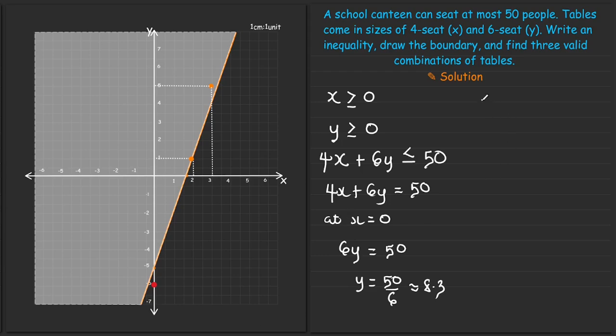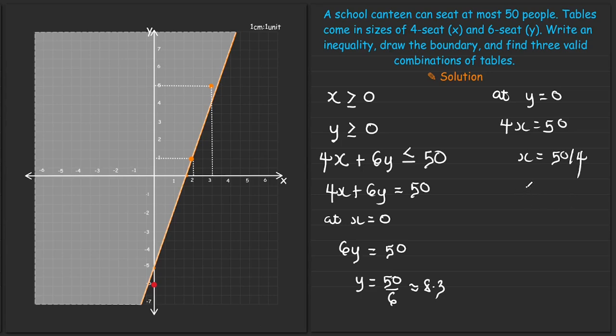Then we test for x. So at y equals 0, all of this is going to give us a 0. So that we have 4x being equal to 50. Making x the subject, our x is equal to 50 divided by 4, which gives us 12.5. So with that, the 2 points we are going to plot are this one, which is 12.5, 0, and then 0, 8.3.